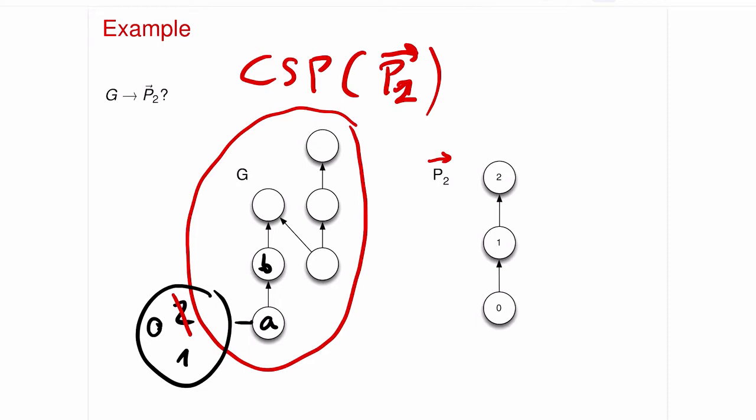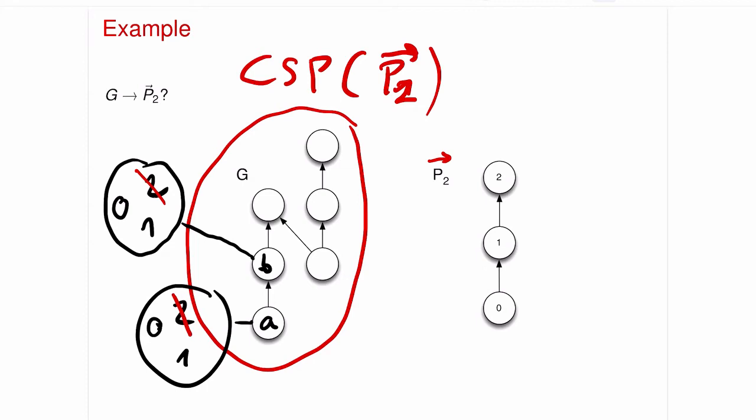Completely analogously, we can reason for B. Also, B has a bag of values 0, 1, 2. And also here, for the same reason, it's impossible that variable B is mapped to 2. Now, this inference in turn allows us to make another inference for the bag for A.